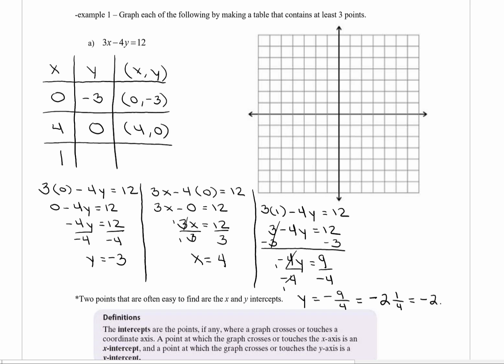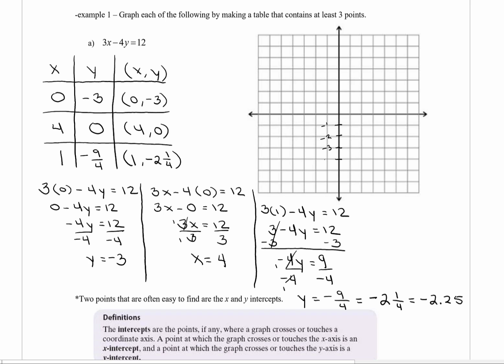I'm going to fill in the table. Next to where it says x equals 1, under the y column, I'm going to write -9/4. And next to that, for the ordered pair, I'm going to write 1 comma -2 1/4. It will be easier for me to graph and plot the point with a mixed number rather than with an improper fraction.